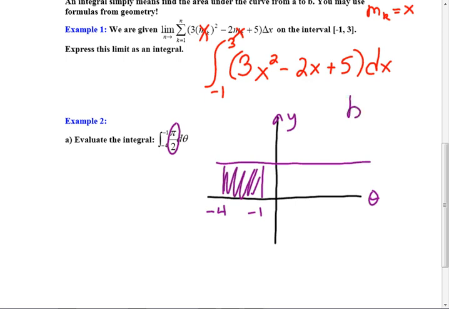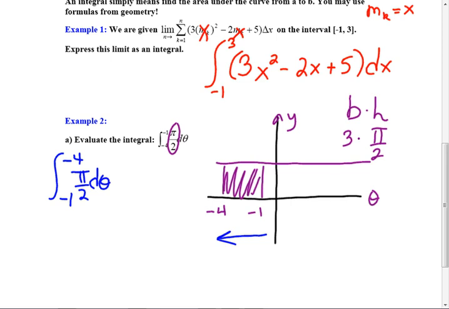So it's base times height. What's the base? 3. And what's the height? Pi over 2. And if I were to integrate from -1 to -4, in other words, I'm going to go backwards. So you asked me about that. Of the same function, what's going to happen to my answer? It'll be negative. Good.